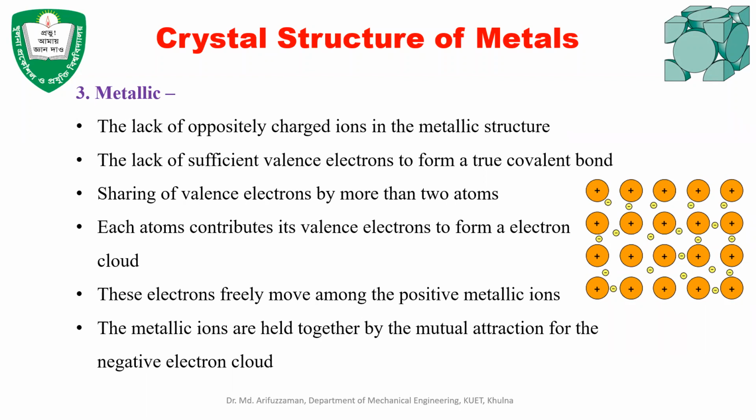And the metallic ions, why do the ions stay together? Actually, they stay together because of the mutual attraction to the negative electron cloud. They all want to share the electrons. They all want to have the electrons on their outer shell. And that is why they stay together. The atoms stay together and produce a very strong bond. Okay, and that is how the metallic bond forms.